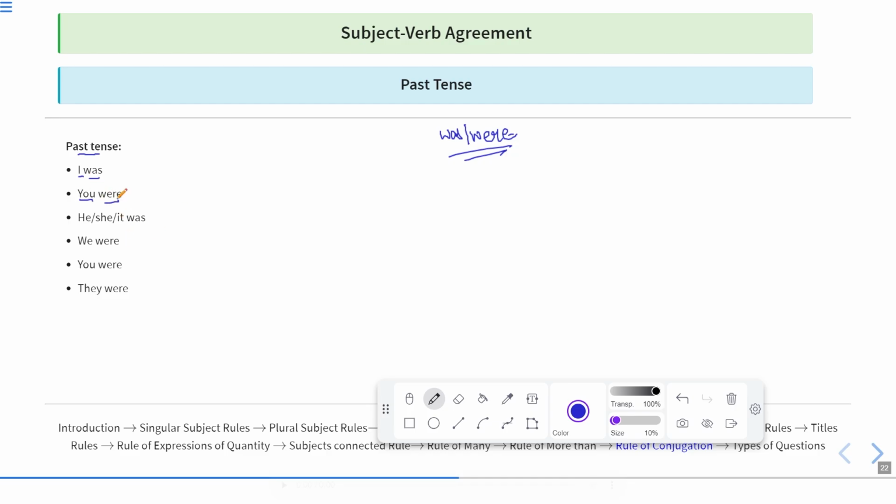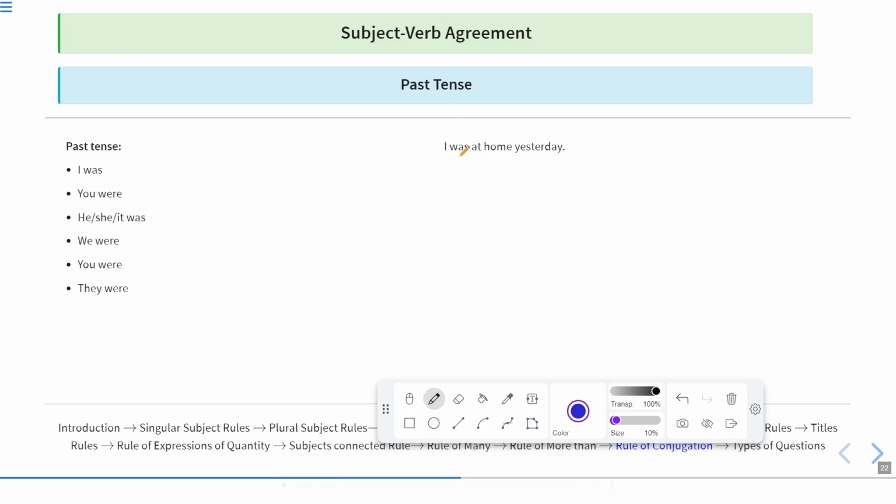With you, we write were, because we always consider you as the plural subject. He, she, it with was; we were, you were, they were. Now let us see some sentences. I was at home yesterday.